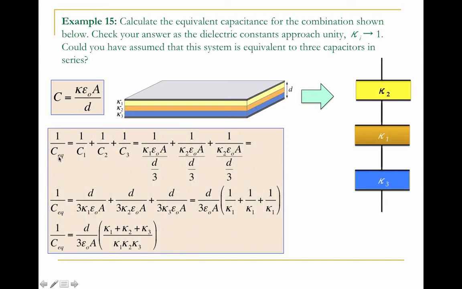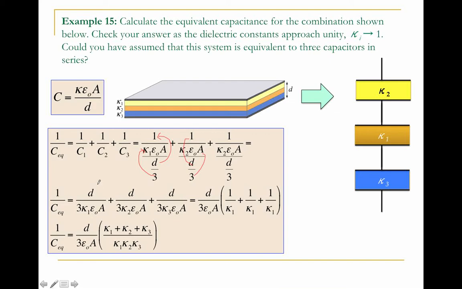If I have a series combination, then 1 over C equivalent will be 1 over C1 plus 1 over C2 plus 1 over C3. And remember, this is kappa 1, this would be 1, 2, 3. Okay, so C1 is kappa 1 epsilon A over d over 3. So when I do this, the 3 will go here, and the d will go here. Again, same thing for the others. And so if I do that, then it will be d over 3 kappa 1 epsilon A.